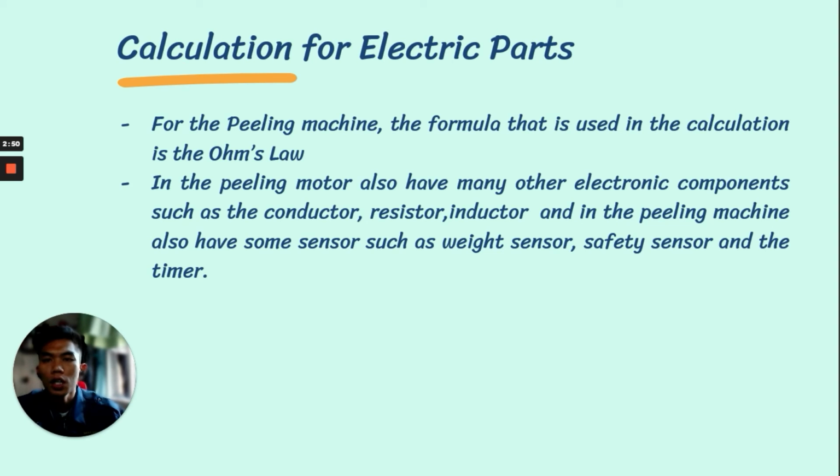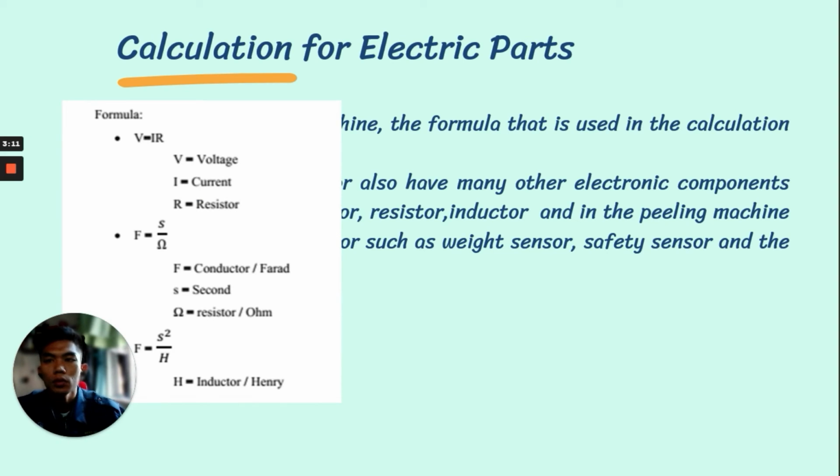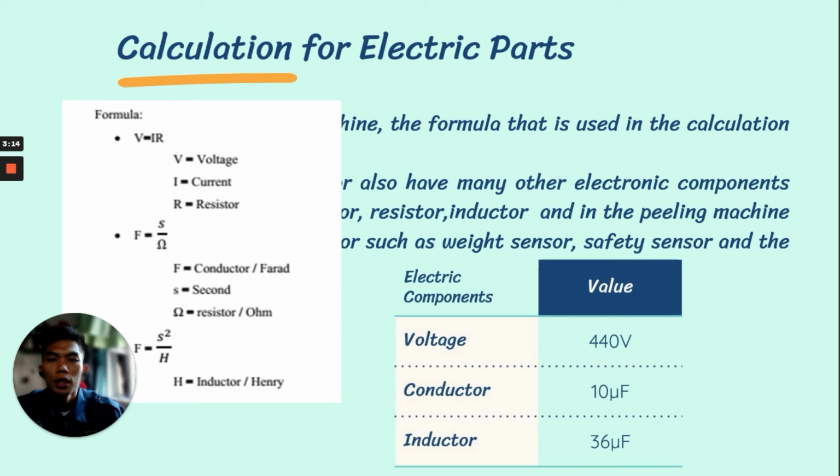Calculation for electric part. For the peeling machine, the formula used in the calculation is Ohm's law. The peeling motor also has many other electronic components such as conductor, resistor, and inductor, and the peeling machine also has some sensors such as weight sensor, safety sensor, and the timer. This is the formula that we use, and the values that we get for the electric components: voltage is 440 volt, conductor is 10 microfarad, and the inductor is 36 microfarad.